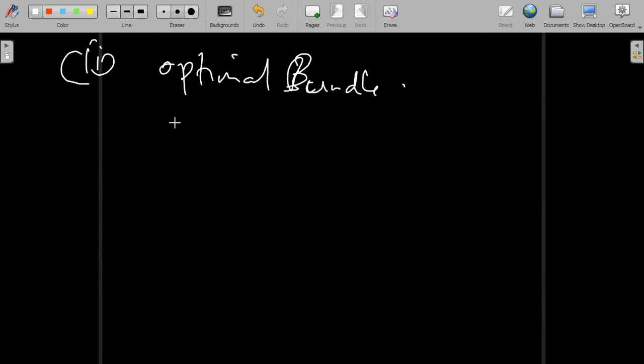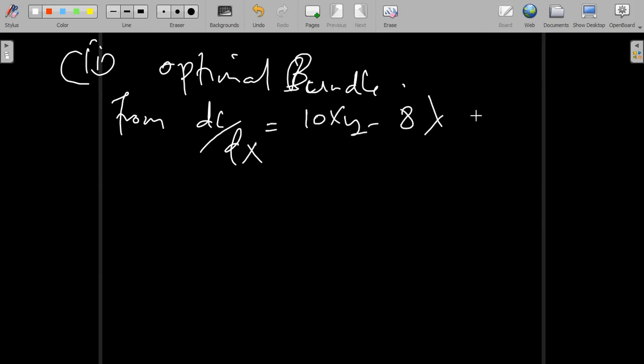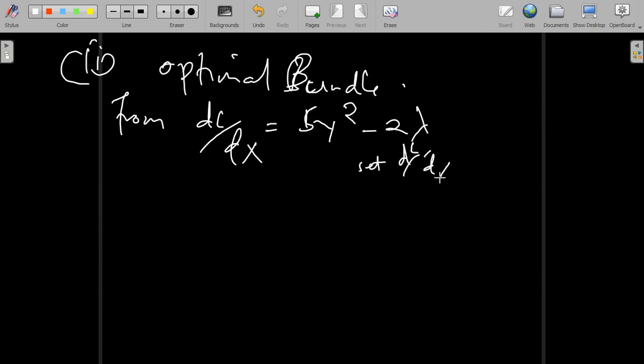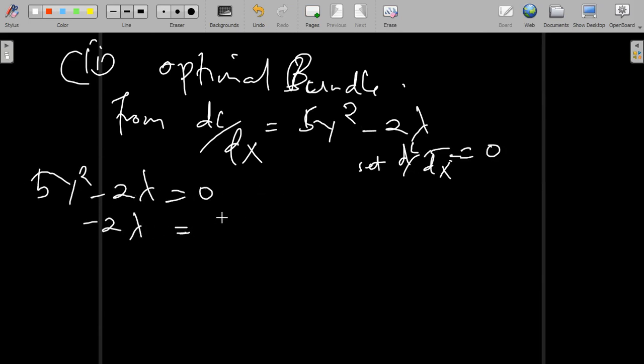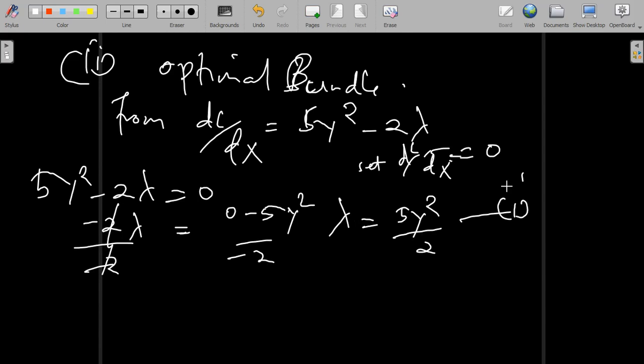Part B, now we need to solve for the optimal bundle. Now from dL/dx, which is equal to 5y² minus 2 lambda, we set our dL/dx equal to 0. Then we make lambda the subject. That gives lambda equal to 5y² over 2. We will obtain equation 1.